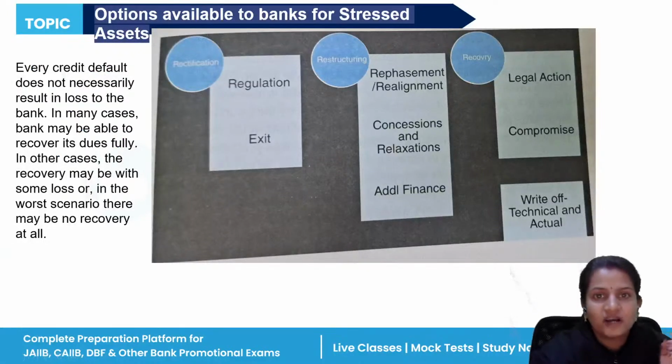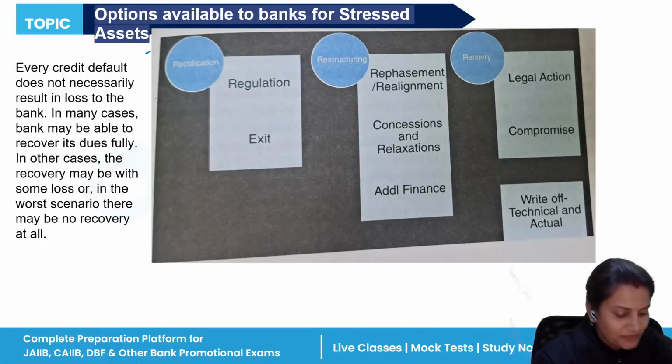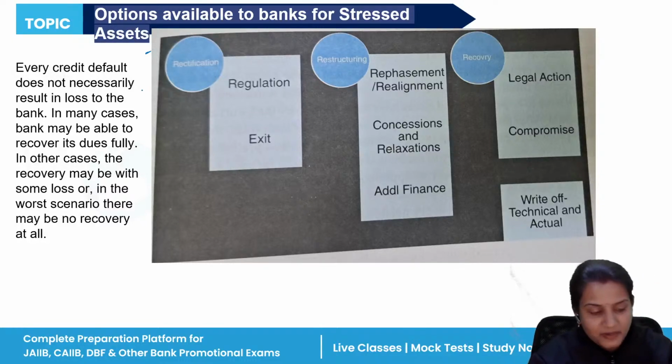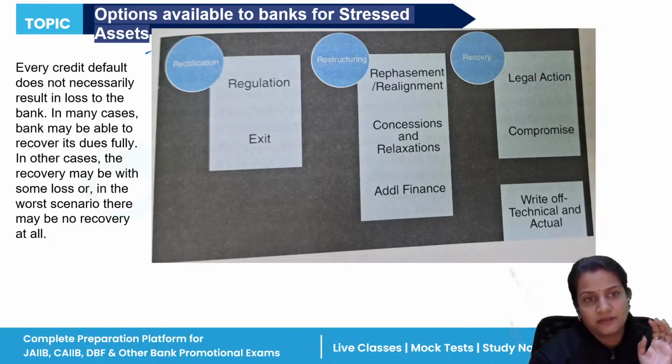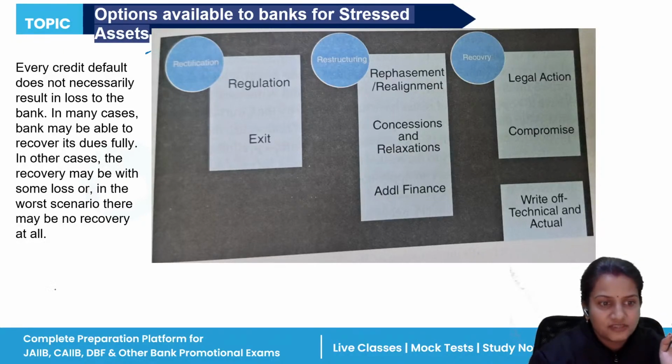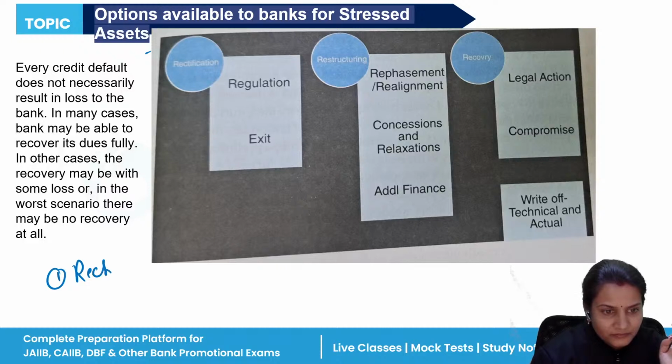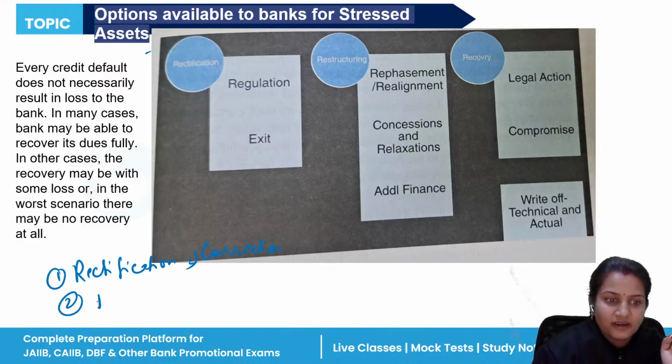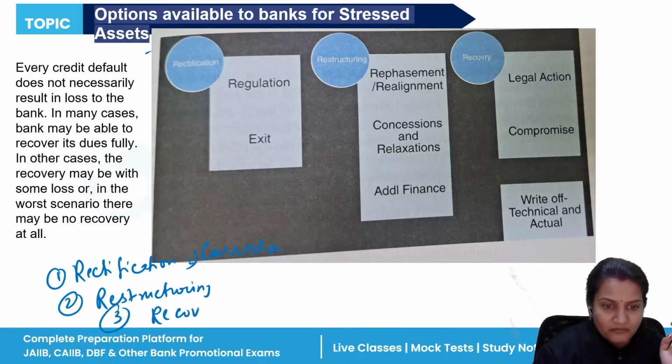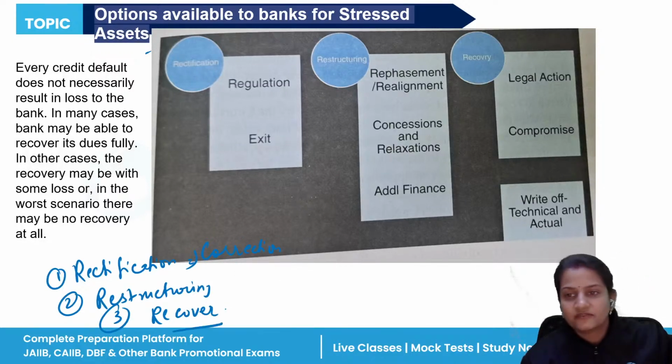Now, what are the options available to a bank for stressed assets? We have seen that credit default arises when there is non-payment of principal as well as the interest amount. For this, the bank has three types of options. What are the three options? The first is rectification, which means correction. Second is restructuring. And third, finally the bank will recover from various sources.